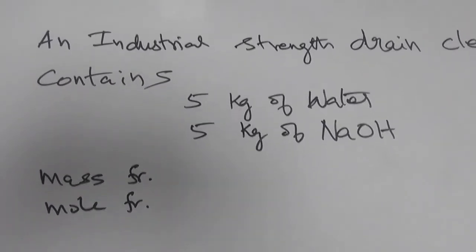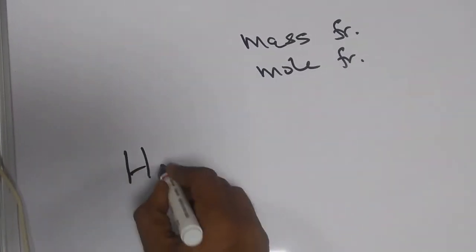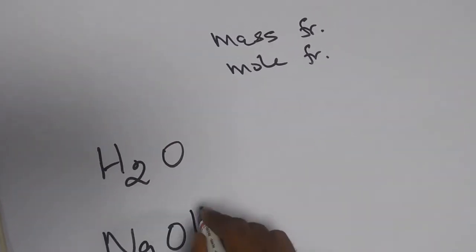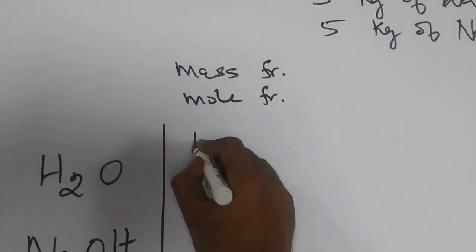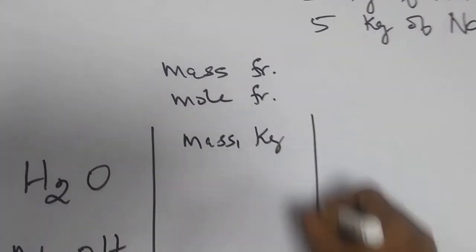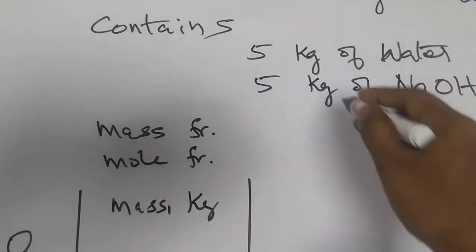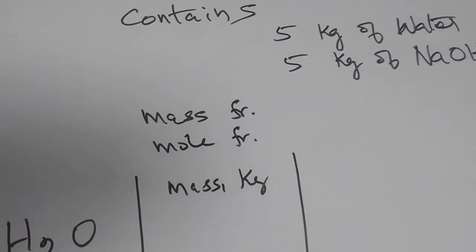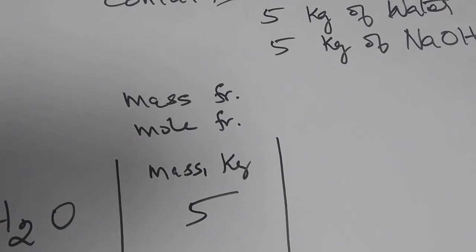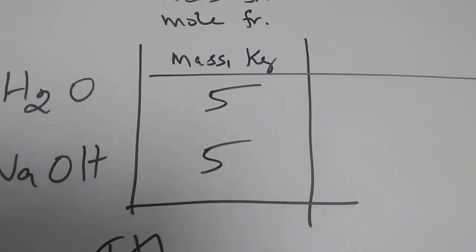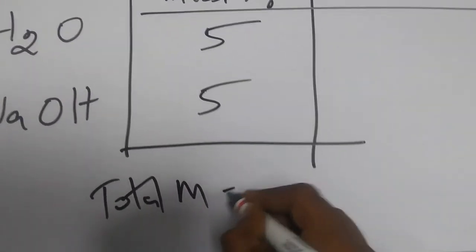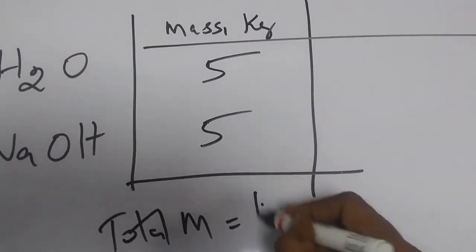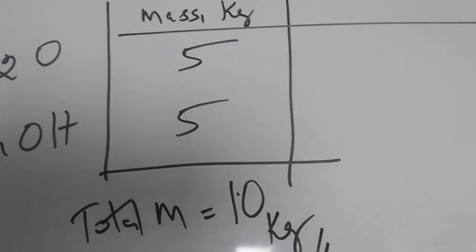Okay, so how to do it? So again, we will do it in a tabular form for our easy access. So water, NaOH, so these are there, and mass in kg are given. So remember, here for simple problem we are having data directly in kg. If it is available in pounds also, we should be able to convert it back to kilogram. Okay, so we have mass given 5 kg. What is the total mass? Total mass equal to 5 plus 5, 10 kg, right? So we have 10 kg total mass.